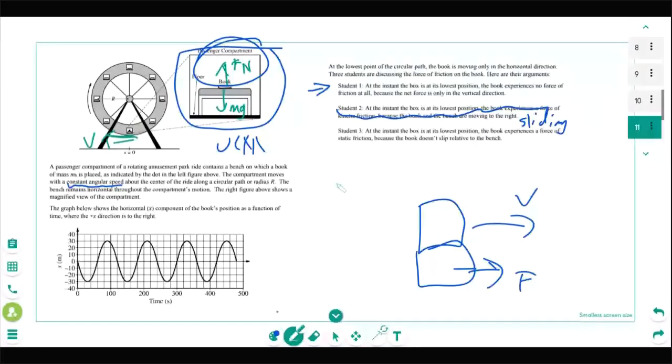If there was no friction, I think the book stays right there because there are no forces acting on it sideways at the lowest position. If we were somewhere else in that loop, over here at one of these sideways positions, absolutely you need friction, because friction is what's going to point towards the center, and that's what's going to keep this thing accelerating in a circle. But at the bottom, I don't think there's a need for friction.